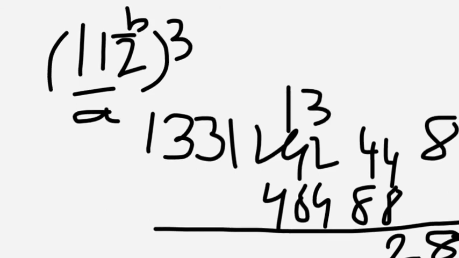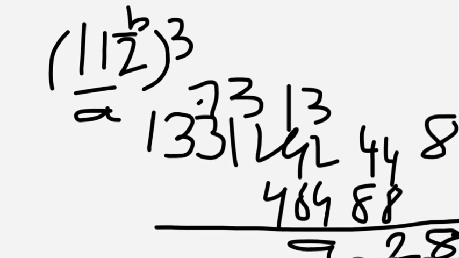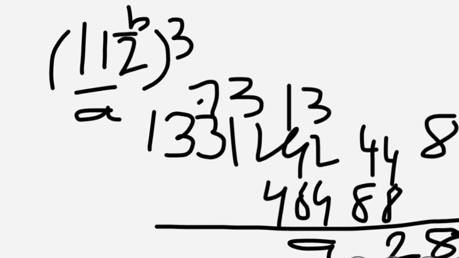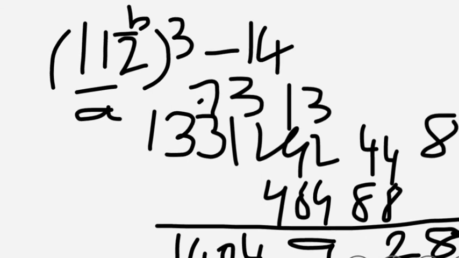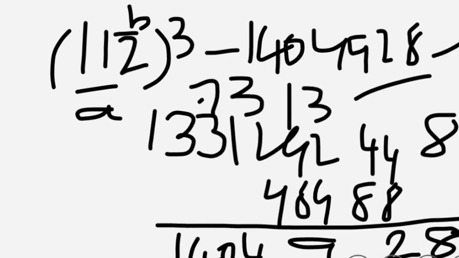So next, 242 plus 13 plus 484, 739, so 9 and 73 carried over to the next number. So 1331 plus 73, 1404. That's it. So 112 cube is 1404928. We did it easily. So practice more and more examples like this.